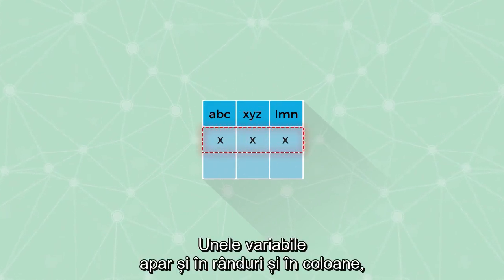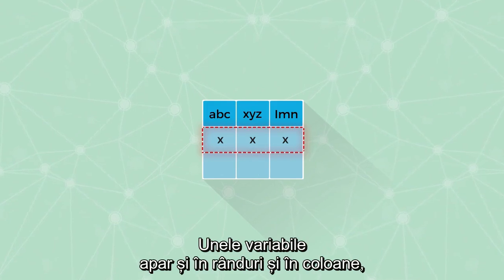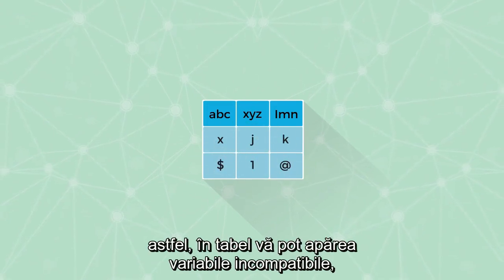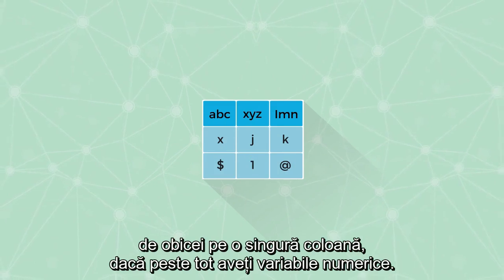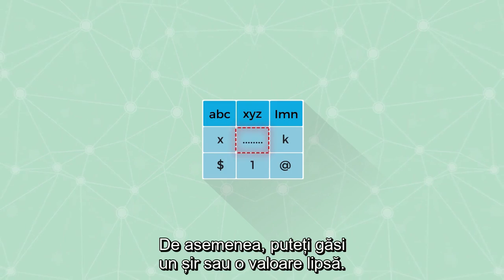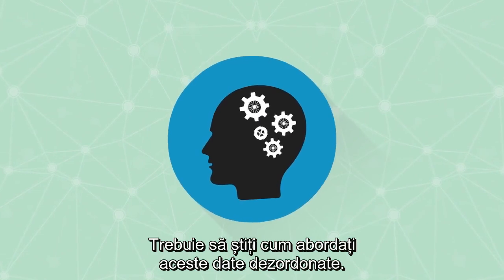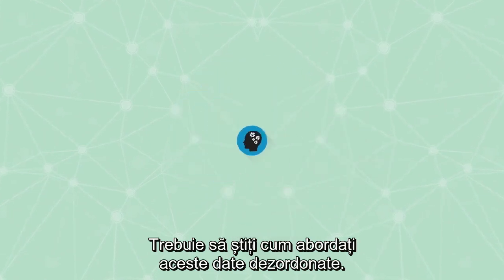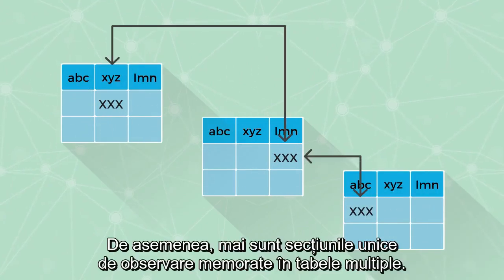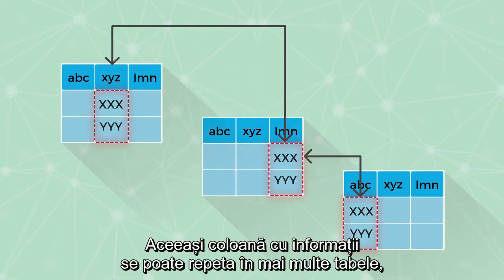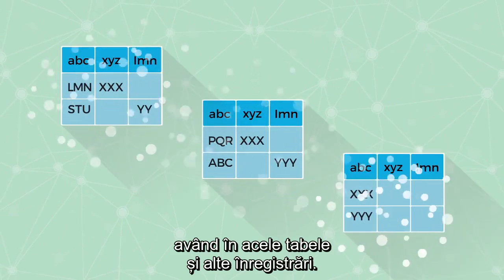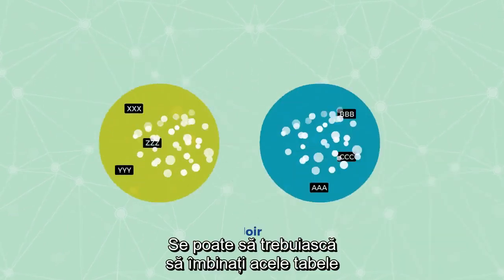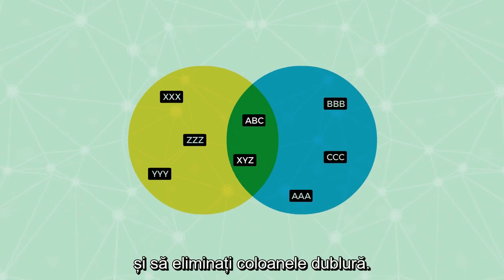Some variables show up in rows and columns. You get inconsistent variable units across a table, usually in a single column. If you have a numeric type everywhere, then you errantly come across a string or a missing value, you'll have to know how to deal with that type of messy data. And then single observational units stored in multiple tables. So you could have the same column of information repeated across multiple tables, and you have other records across those tables, so you may have to join and merge tables and drop the duplicate columns from those tables.